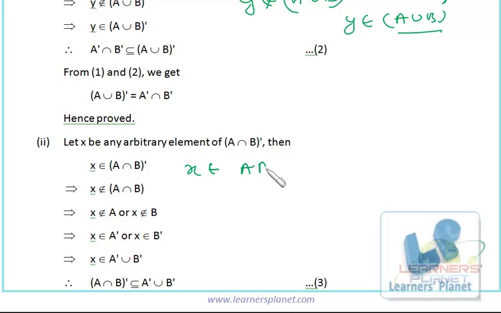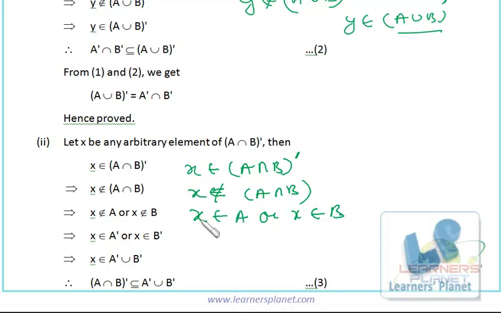So X belongs to A intersection B dash, right? So if X is an element of A intersection B dash, that means X is not an element of A intersection B, right? So if X is not an element of A intersection B, that means X is not element of A or X is not element of B. Okay, so if X is not an element of A, that means X is element of A dash or X is element of B dash, because X is not an element of B. So if X is not an element of B, or we can say X does not belong to B, that means X belongs to B dash. Now we convert this OR to union sign. That means X belongs to A dash union B dash, right?